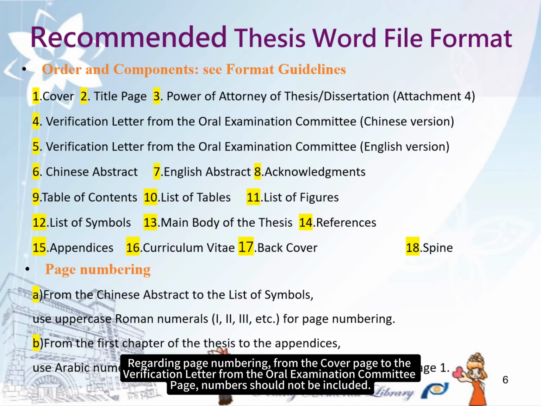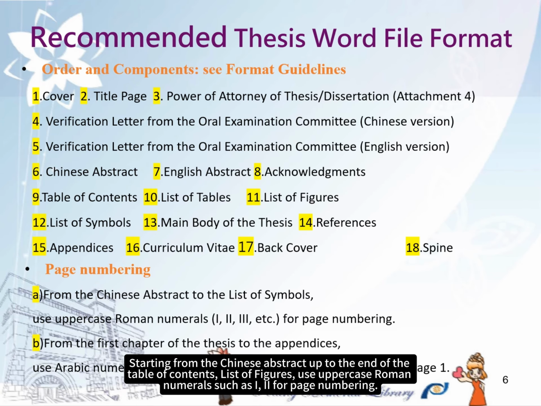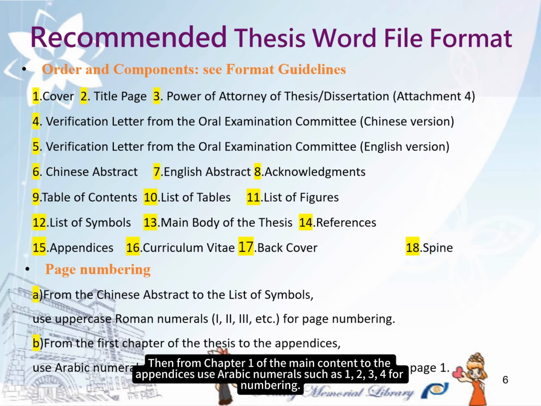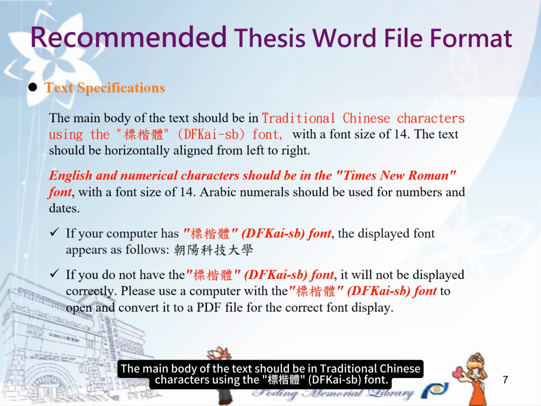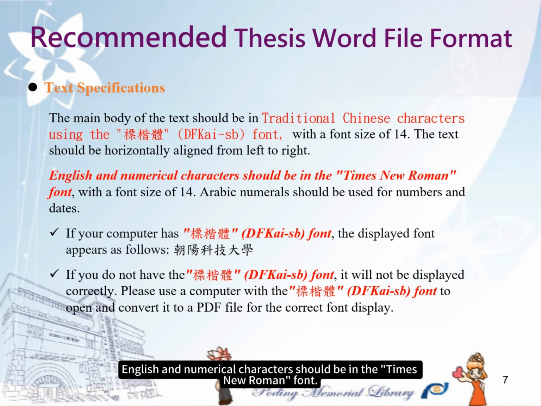Regarding page numbering, from the cover page to the verification letter from the Oral Examination Committee page, numbers should not be included. Starting from the Chinese abstract up to the end of the table of contents and list of figures, use uppercase Roman numerals such as I, II for page numbering. Then from chapter 1 of the main content to the appendices, use Arabic numerals such as 1, 2, 3, 4 for numbering. The main body of the text should be in traditional Chinese characters using the DFKSB font. English and numerical characters should be in the Times New Roman font.